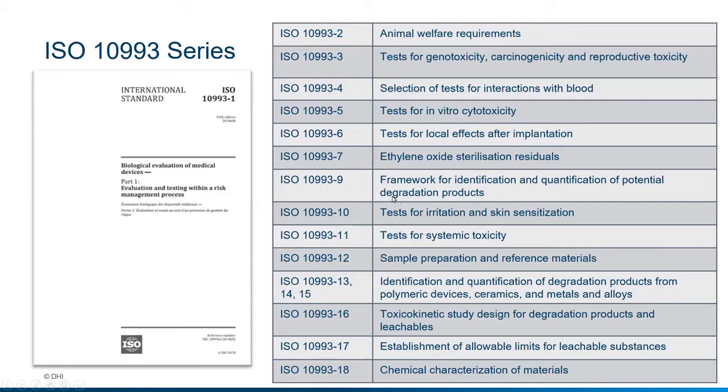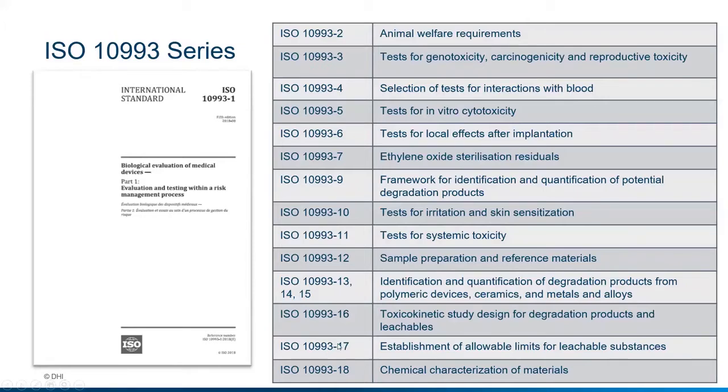If you have a degradable product, then there are also standards for this, and a standard for tests regarding irritation and sensitization, systemic toxicity effects, how to prepare your samples when you want to do the biocompatibility testing and toxicological testing of a device. Then I'll skip to the last two standards in the table, namely the standard on how to establish the allowable limits for substances in your device which can leach into the body, and the standard on how to perform chemical characterization of materials that is present in the device.